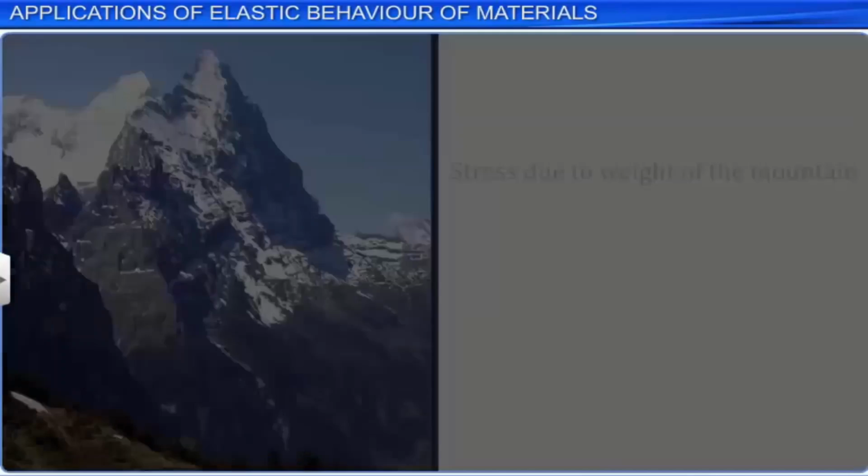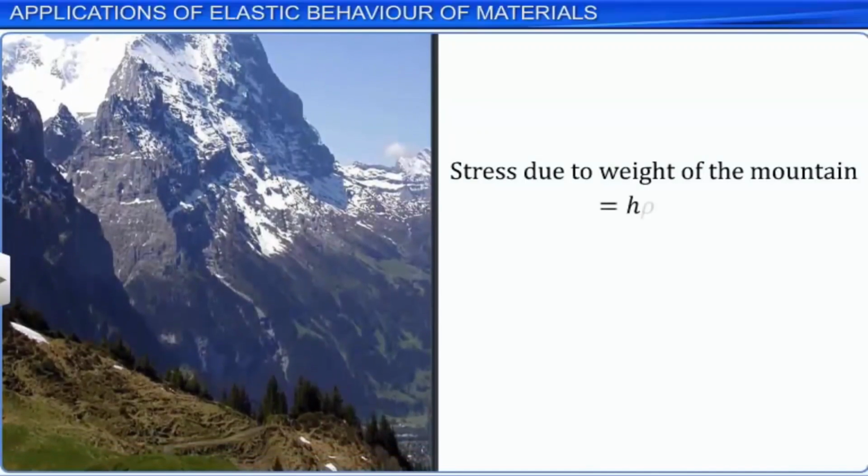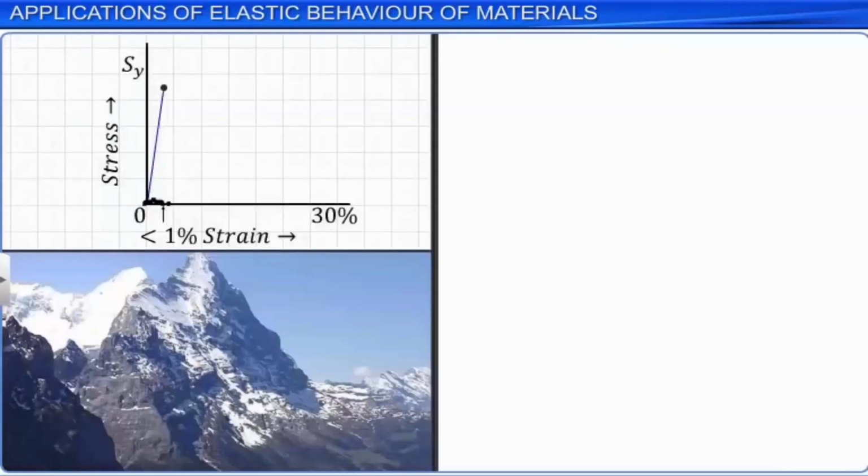The stress due to the mountain's weight can be equated with the yield stress, the stress at the elastic limit. The value of yield stress for rocks is typically in the range of 3 times 10 to the power 8 Pascal. Taking an average density of rocks as about 3000 kg per meter cubed and solving for h, we get h as approximately 10 kilometers.